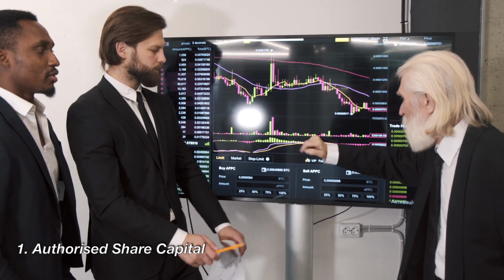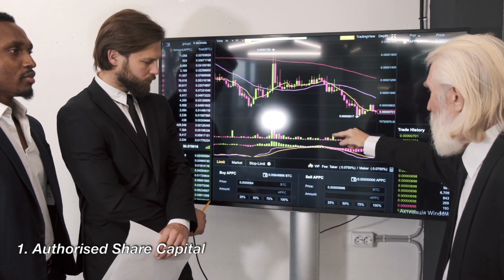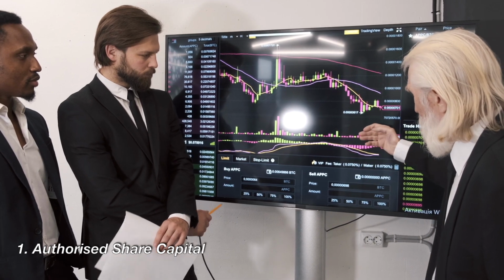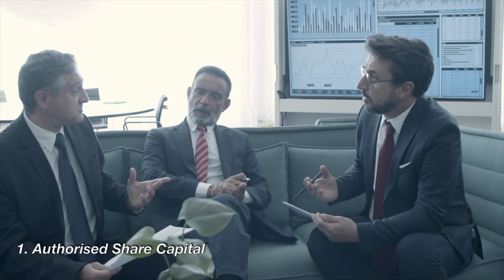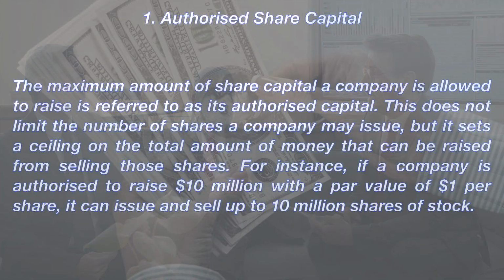Authorized share capital. Before a company can raise equity capital, it must obtain permission to sell its stock or shares. The company needs to specify the total amount of equity it aims to raise and the base value of its shares, known as the par value. The maximum amount of share capital a company is allowed to raise is referred to as its authorized capital. This does not limit the number of shares a company may issue, but it sets a ceiling on the total amount of money that can be raised from selling those shares.